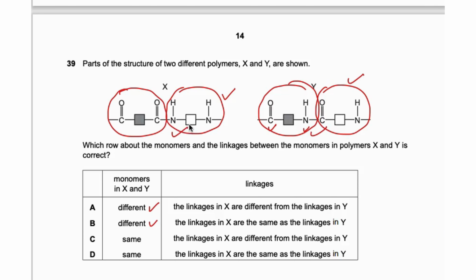Linkages between them: this is the linkage, right? CONH. What linkage do we call it? Amide linkage. Here also there is an amide linkage. So the linkages in X are different from the linkages in Y? No, the linkages in X and Y are similar. So this is right. Right answer is B.